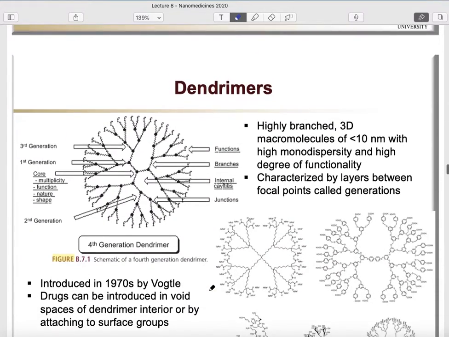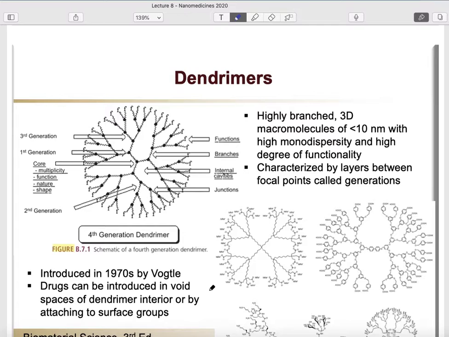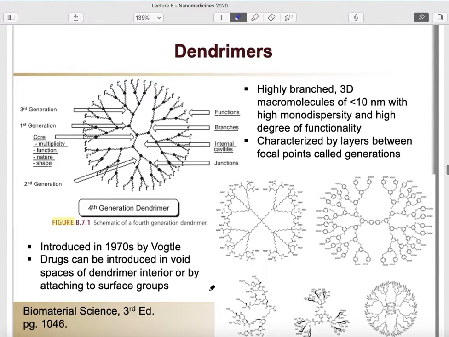The next type of nanomaterials are going to be dendrimers. These dendrimers, as we mentioned, are highly branched, three-dimensional macromolecules, although they tend to be very small in size, usually less than 10 nanometers, and have very high monodispersity and high degree of functionality. They are very monodispersed because they are generated through controlled chemical reactions, as opposed to a self-assembly process, for example, or an emulsion process.